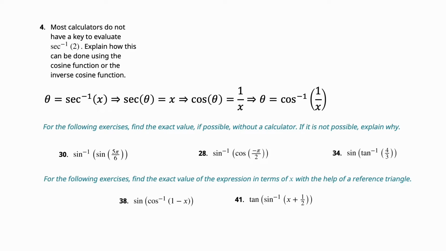But if we take the reciprocal of both sides, we get that the cosine of theta is equal to 1 over x. Now we can take the cosine inverse of 1 over x, and this would be our theta right here, right? That would be our theta. So these two would end up being the same thing. So if I want to find the secant inverse of 2, all I have to do is find the cosine inverse of 1/2.